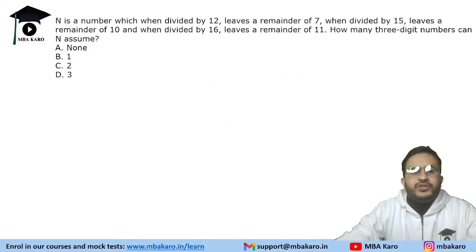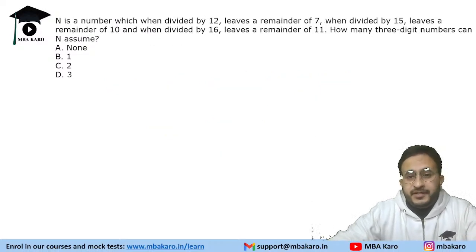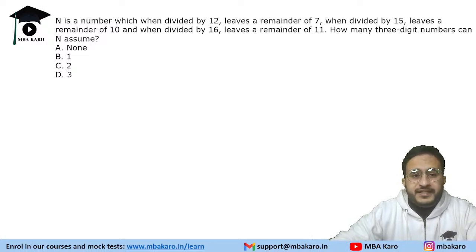N is a number which, when divided by 12, leaves a remainder of 7, when divided by 15, leaves a remainder of 10, and when divided by 16, leaves a remainder of 11. How many 3-digit numbers can N assume?